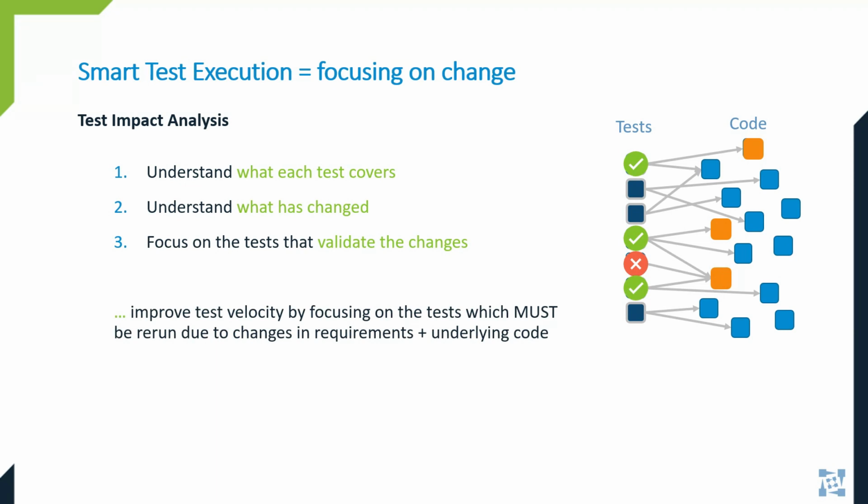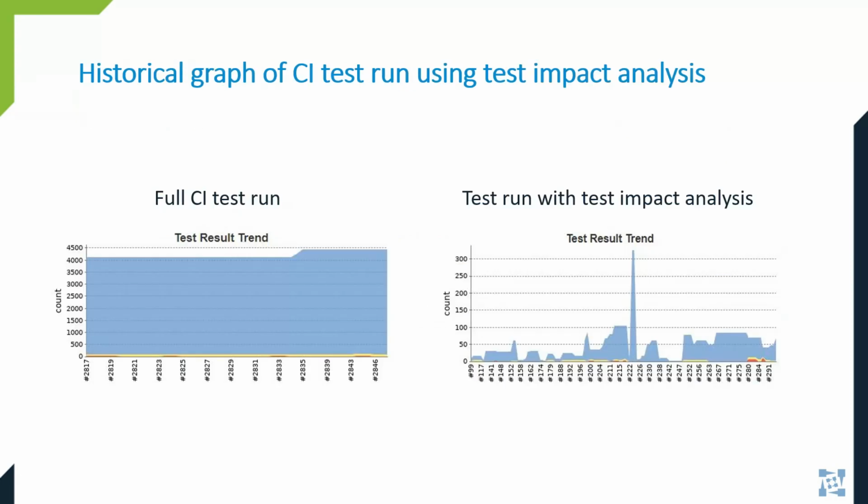Now, here you see a quick snapshot of how test impact analysis might look in the wild. On the left, I have a trend graph of the full regression suite from one of our internal projects. It's over 4,000 tests. On the right, we see how many tests were run with each build when test impact analysis was turned on. We're intelligently running the subset of tests necessary to validate what code changed in that build.